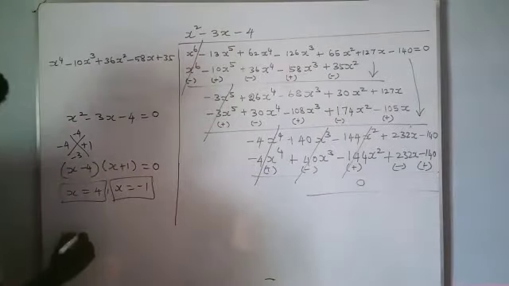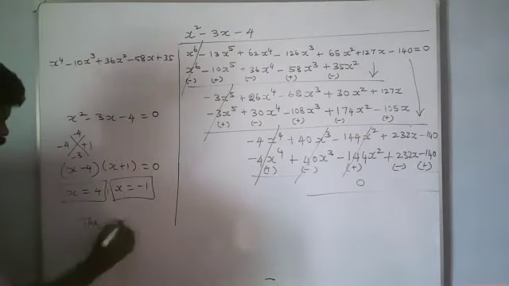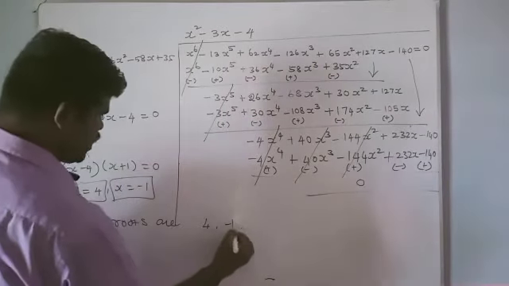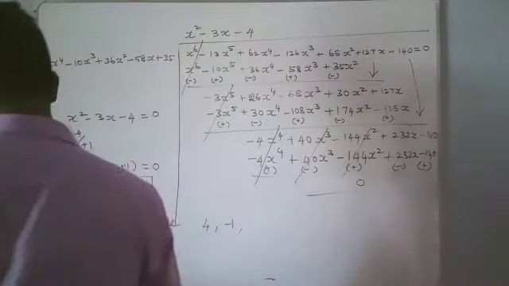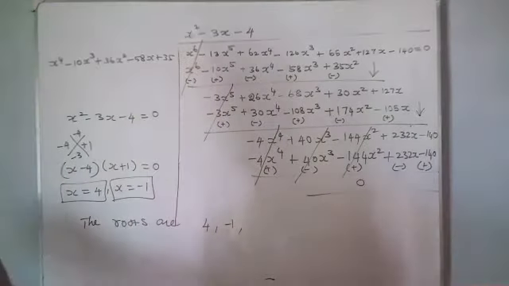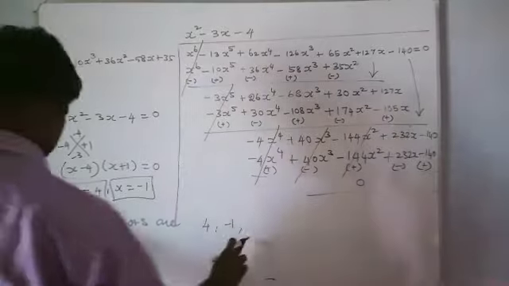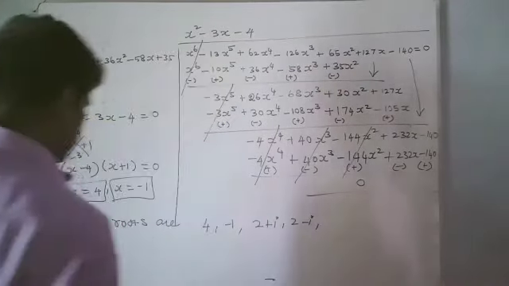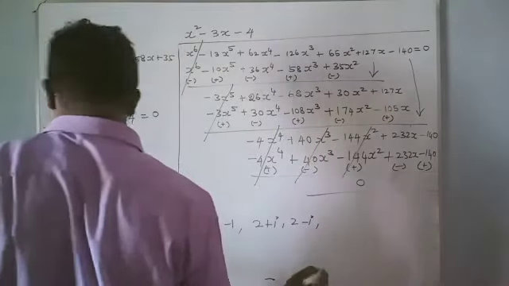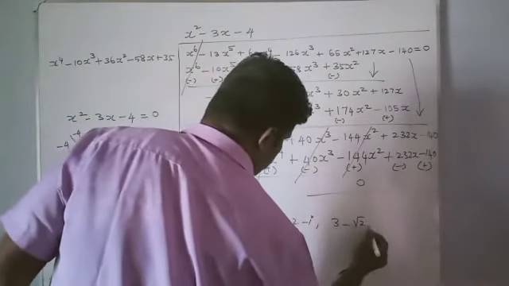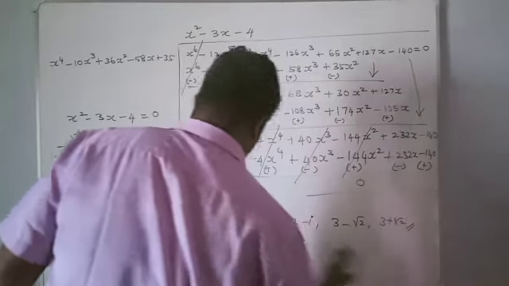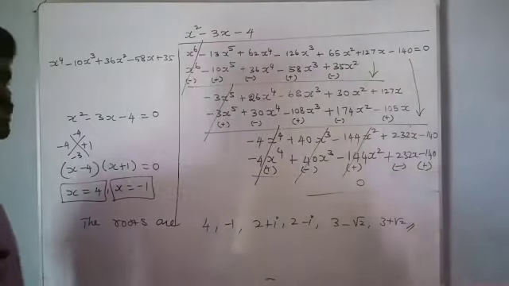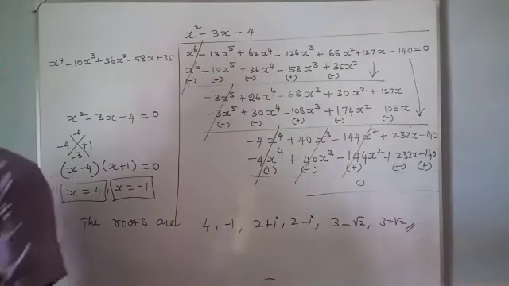Already we have 4 roots. Therefore, the roots are 4, minus 1. Already in the question we have 2 roots: 2 plus i, 2 minus i, and the other roots are 3 minus root 2, 3 plus root 2. These 6 roots are the solutions. Okay, right. Refer the sum and we go to the next sum.